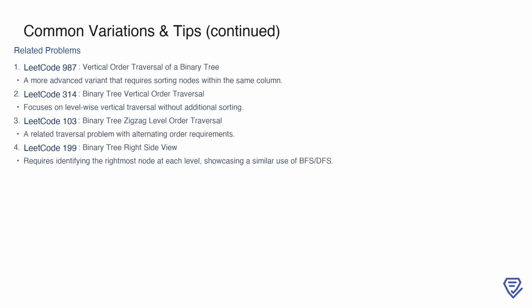Another related problem is LeetCode 103, binary tree zigzag level order traversal, which involves alternating the order of nodes at each level, adding another layer of complexity. Finally, LeetCode 199, Binary Tree Right-Side View, has you identify the rightmost node at each level, showcasing a similar traversal pattern using BFS or DFS. Practicing these problems can help you recognize recurring patterns and improve your problem-solving speed.